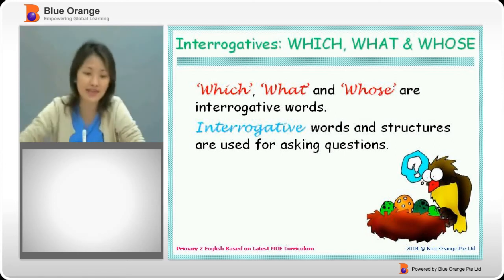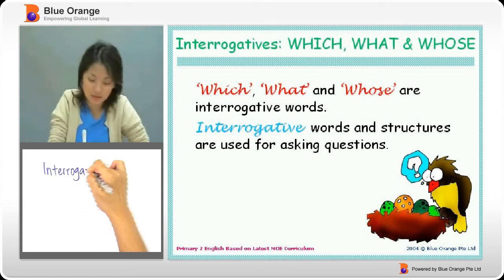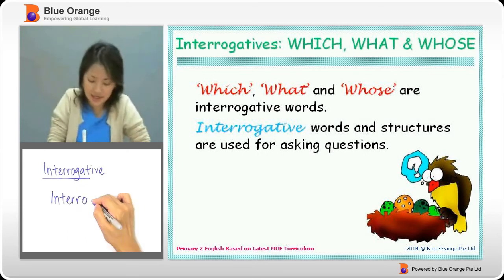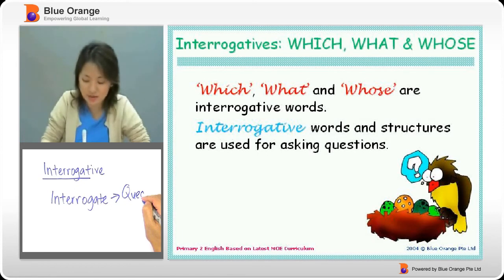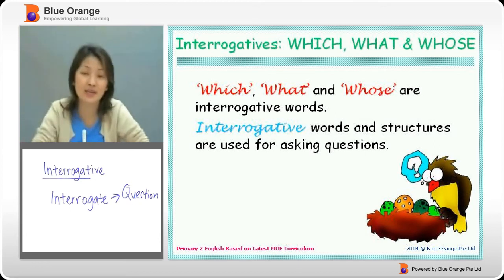Now, the word interrogative comes from the word interrogate. Alright? What does interrogate mean? Interrogate means to question. Okay, like for example, a police will interrogate a thief, a suspect, to ask him questions so as to find out some details about certain things. So in other words, we can say that which, what, and whose are actually question words.